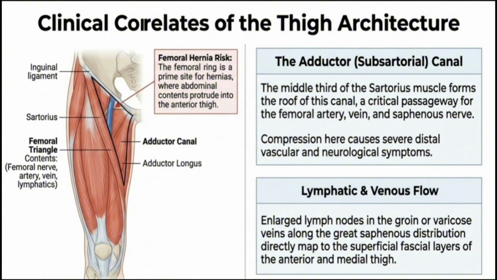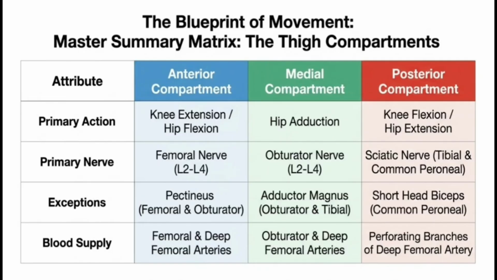Presented here is the master summary matrix for the 3 thigh compartments, grouping their complex anatomy into a unified reference framework. The matrix categorizes each compartment by primary action, nerve supply, muscular exceptions, and arterial source. The anterior compartment extends the knee via the femoral nerve and artery, noting the dual innervation of the pectineus. The medial compartment adducts the thigh via the obturator nerve and artery, highlighting the hybrid nature of the adductor magnus.